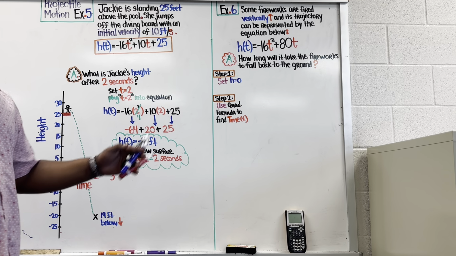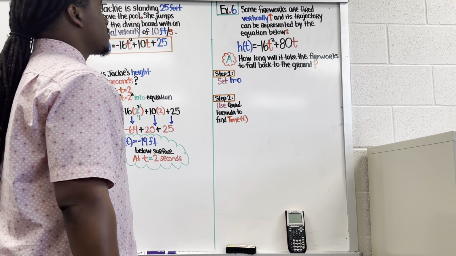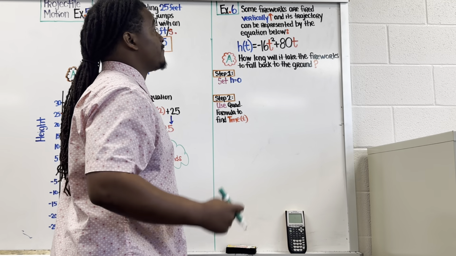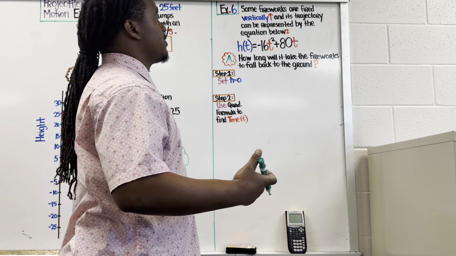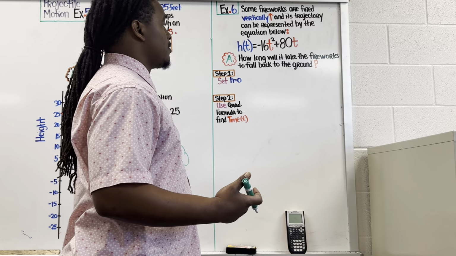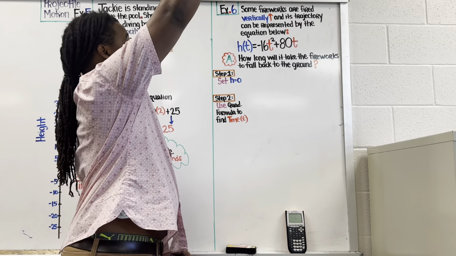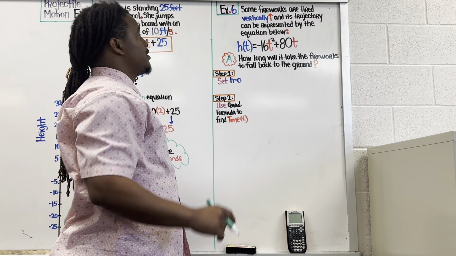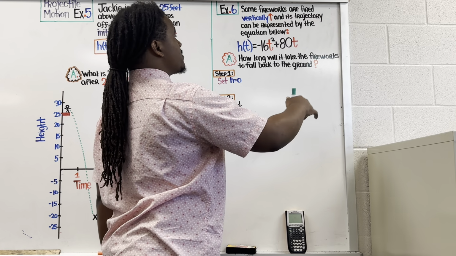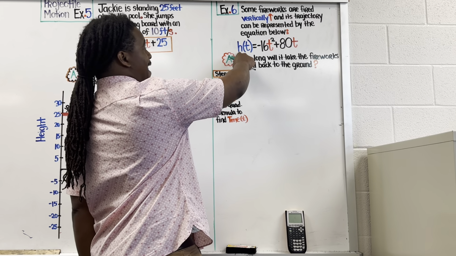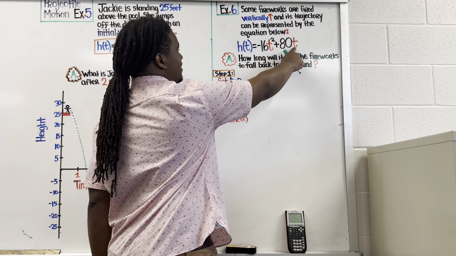Now let's go to the second example, which is actually example 6. Example 6 says that some fireworks are fired vertically and their trajectory can be represented by the equation below. Imagine somebody setting some fireworks up on the ground and they are projected upward. Their projectile motion can be represented by this equation where the height, h of t, equals negative 16 t squared plus 80 t.